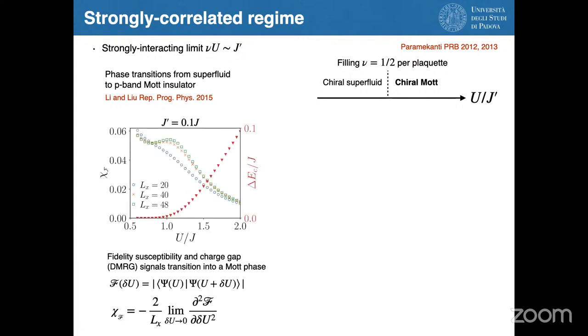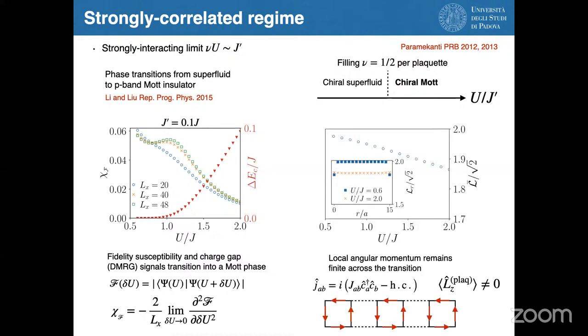And indeed, if you study this problem with DMRG, at some point, when you increase the interaction U, you see that the fidelity susceptibility shows a singularity, showing the presence of a phase transition. And this is happening at the same time as the charge gap opens up. So we enter a phase with a gap, an insulating phase, an incompressible phase. But what type of phase is it? Is it chiral or not?